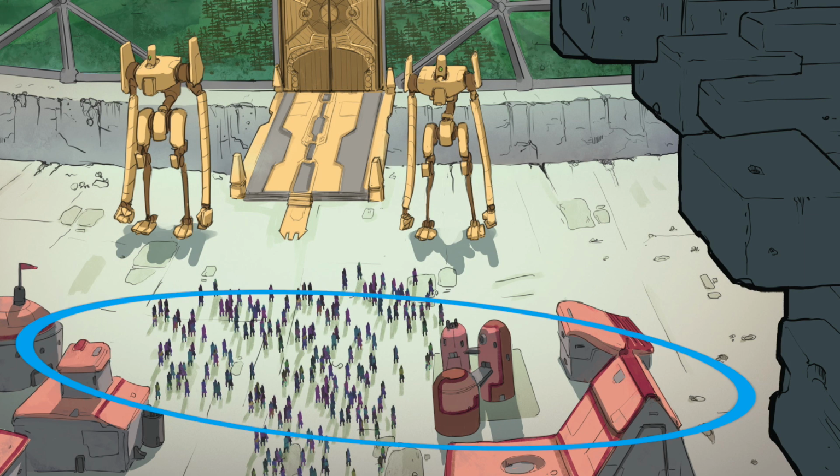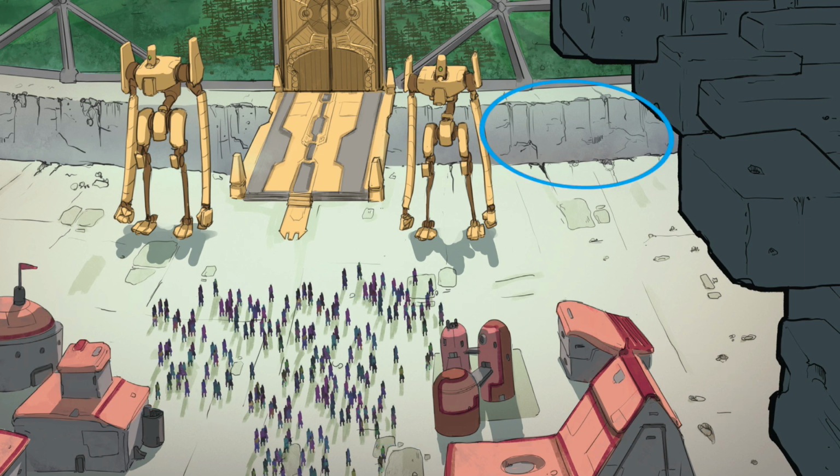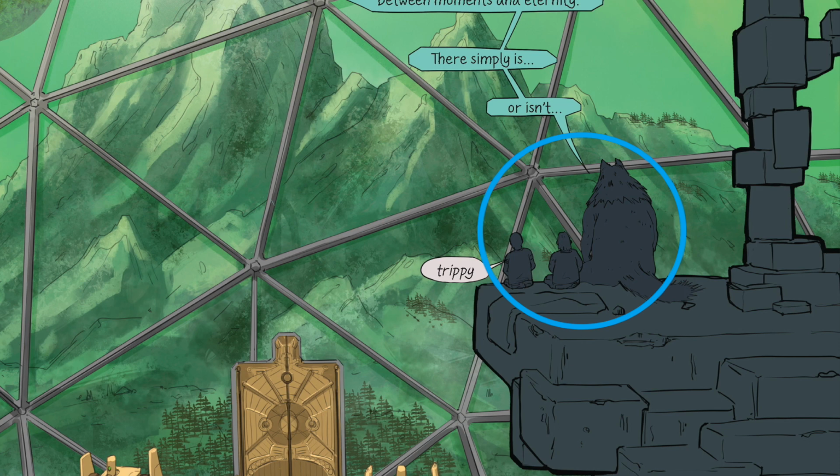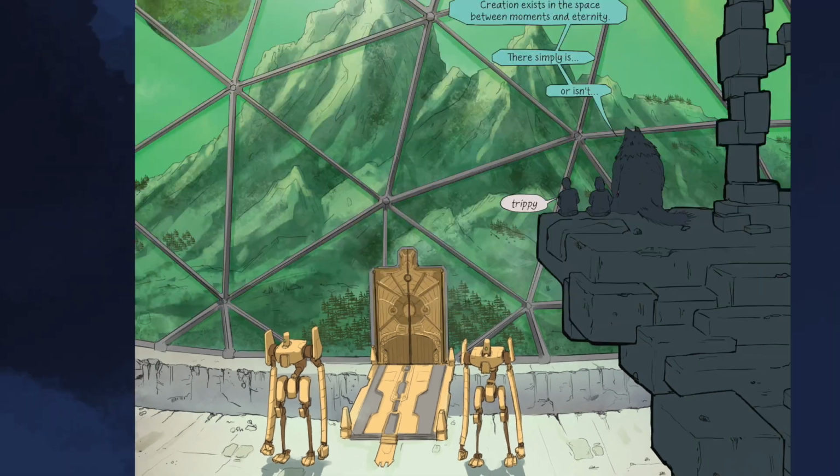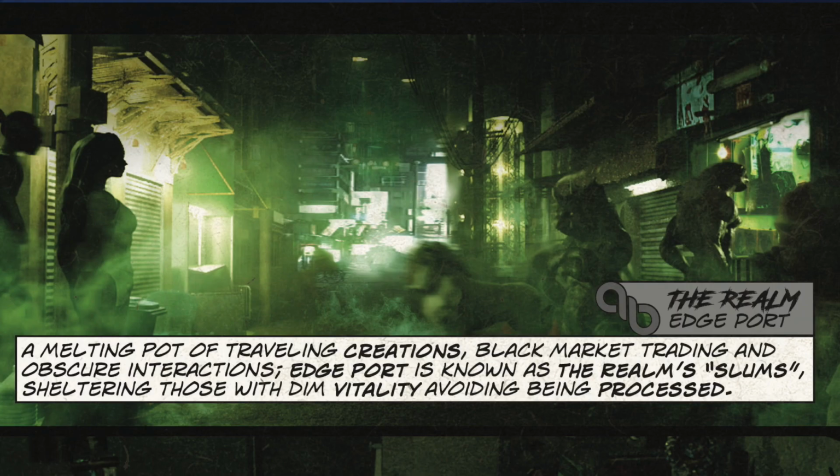That's Edgeport there. We've got the chasm. These guys are still sitting up in the illumosphere. We've got the Grand Gate, and that's the Imaginarium. So the Edgeport's a melting pot of travelling creations. Black market trading and obscure interactions take place. It's known as the realm's slums, sheltering those with dim vitality, avoiding being processed.